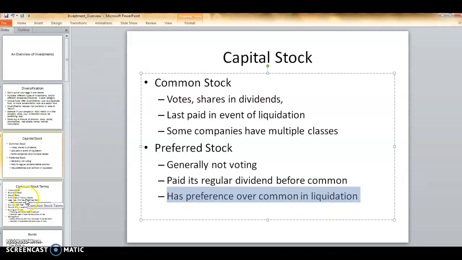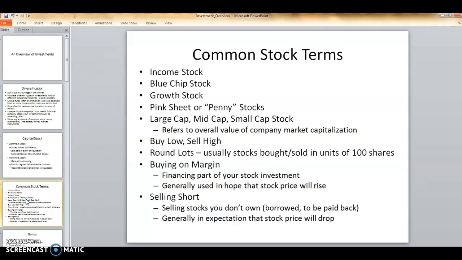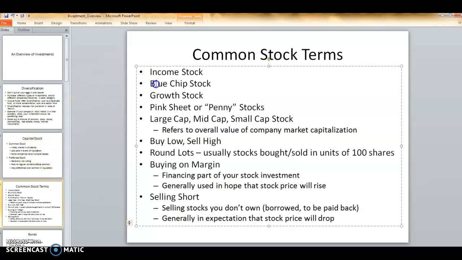Right? Some common terms that we talk about when we talk about common stock, and these are not objective terms. They are subject a little bit to interpretation. They're more general types of terms. Income stock. Income stocks pay a regular dividend. Blue chip stocks are stocks of very well respected long-term companies that have been around for a long time, like General Electric, for example, or General Motors.